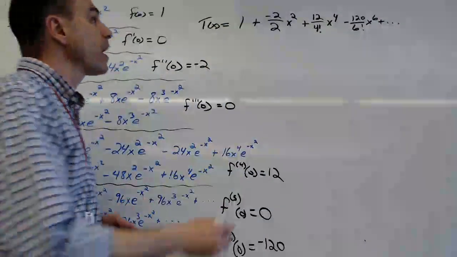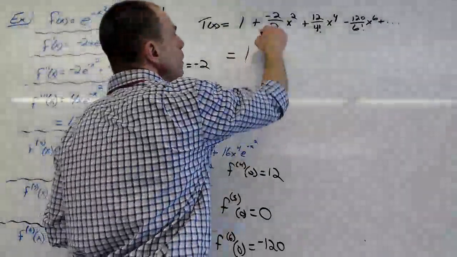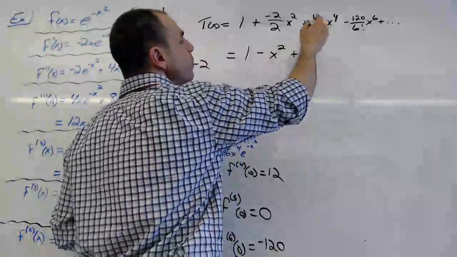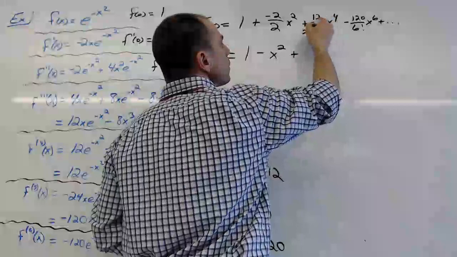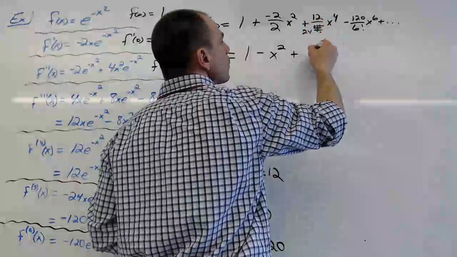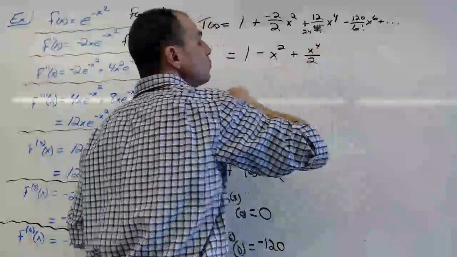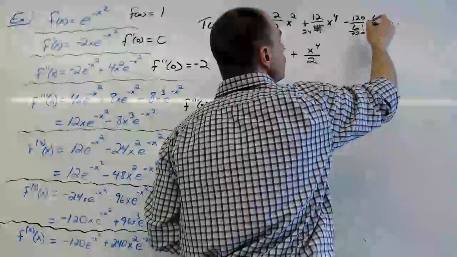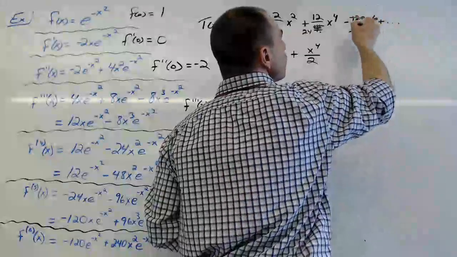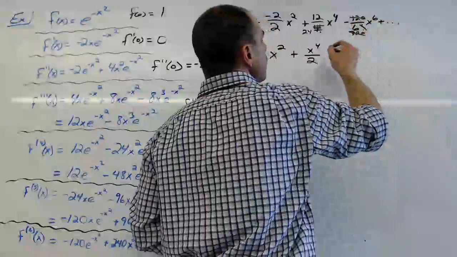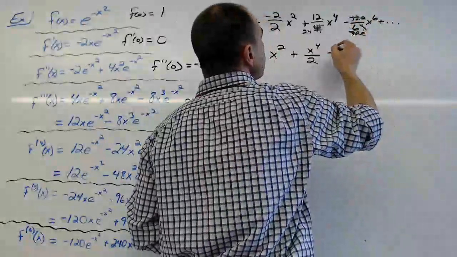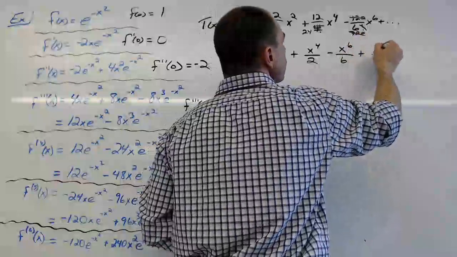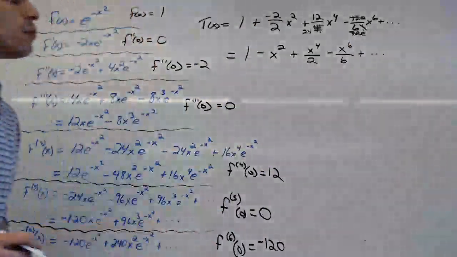Now this can be simplified. We have 1 and then minus x squared, and then plus, well, 24 is the same thing as 4 factorial, so that will be x to the 4th over 2. And then 6 factorial is 720, so the 120 and the 720 cancel out, leaving us with 6. So we have here minus x to the 6th over 6 plus more and more terms there.